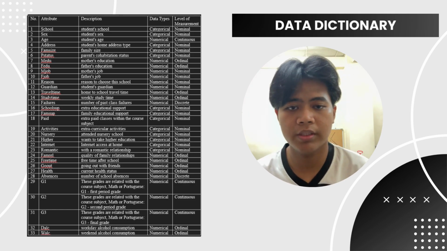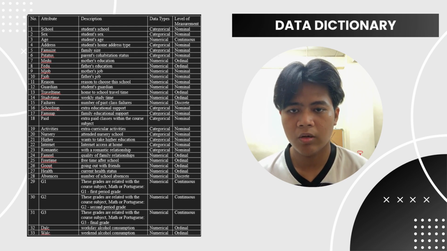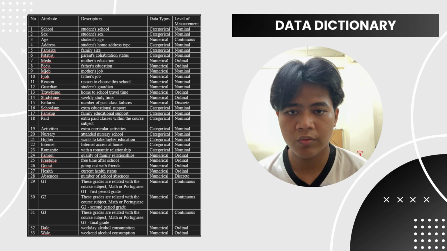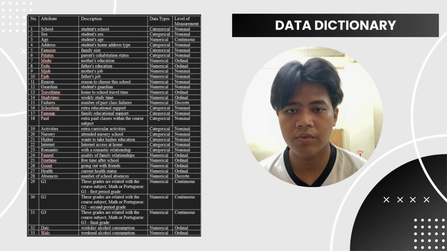So this is our data dictionary. From the data context before this, with all the attributes and descriptions, we figure out the data types and also the level of measurements. For the data types, there are two, which are categorical and numerical. While for the level of measurements, we have nominal, ordinal, continuous, and discrete.